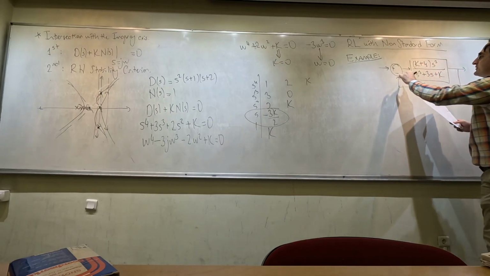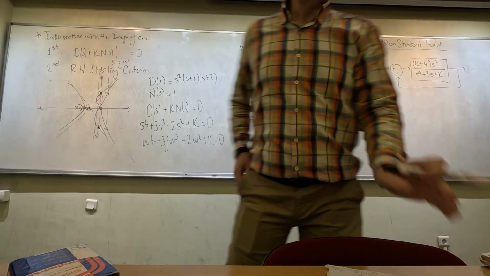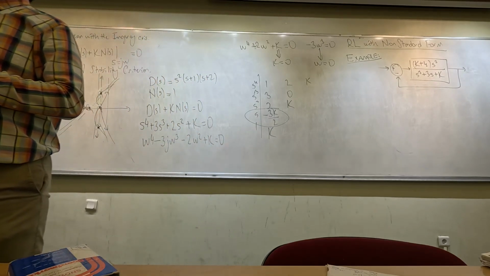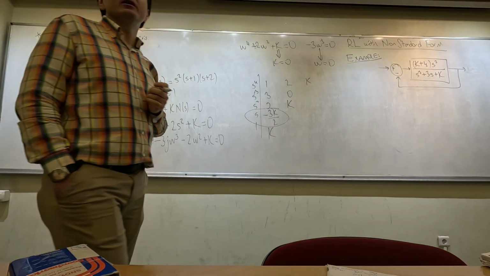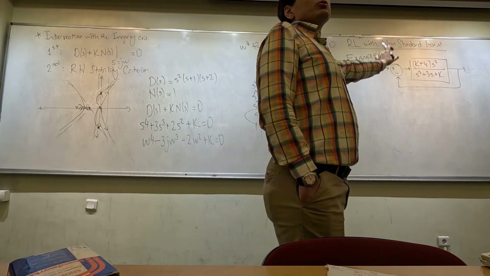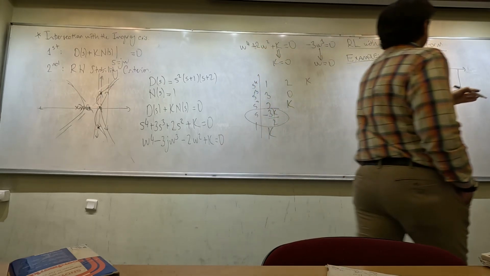Suppose that I have a system, I have a control system given like this. Okay? So remember, the task is to draw the root locus with respect to k when k changes between 0 and infinity. Okay? Such a case is called a root locus in non-standard form, or with non-standard form transfer function, let us say.